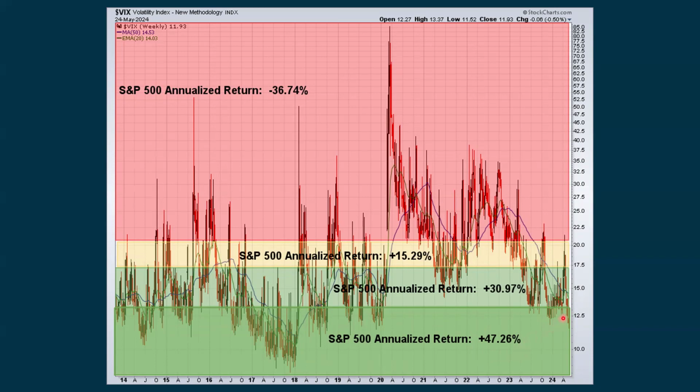Then if we're above 13, but right up to 17, we still see positive annualized returns, but they really drop off. Then if we're under 20, we also see positive annualized returns, but they're about half of what we see when the VIX was lower. When we get above 20 with the VIX, that's when we start to see negative annualized returns. So this is more positive right now with the VIX giving very low readings.